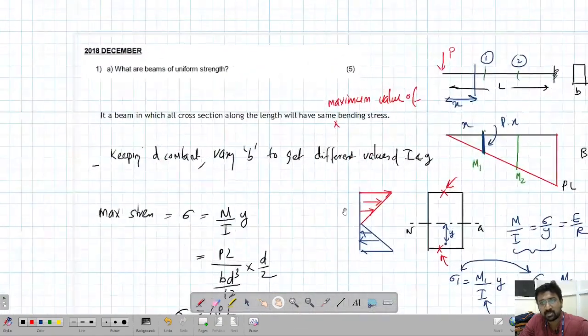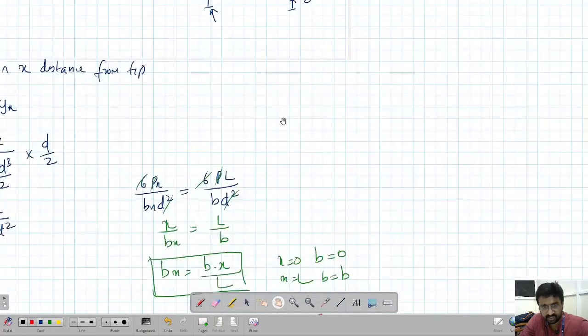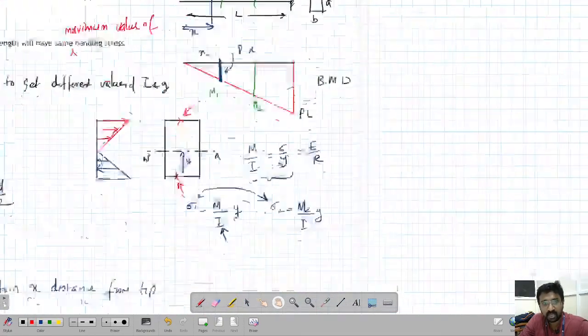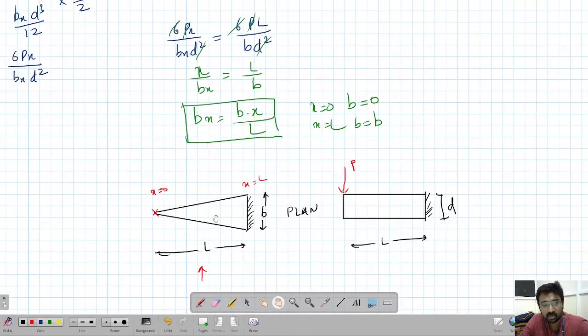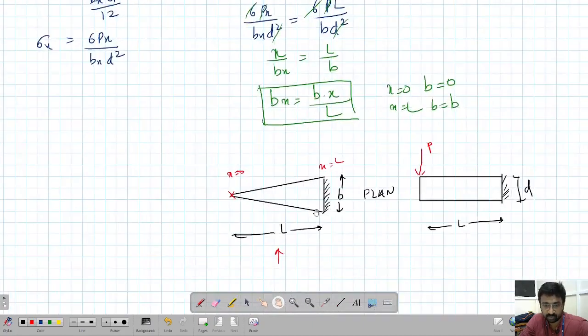The idea is maximum stress at each location. Now, if the bending moment diagram is still like this, it will be the same shape. The maximum stress at different locations of the beam is same. The maximum stress value is 6PL upon bd square. Okay, so I hope this is clear.